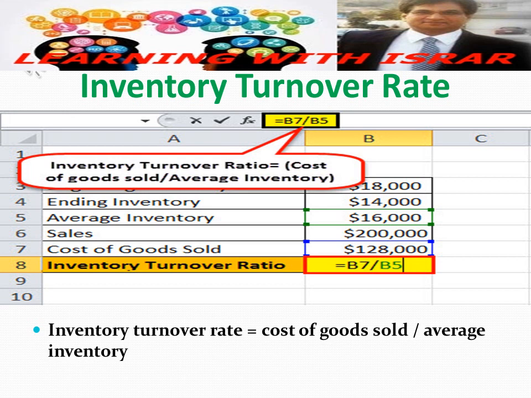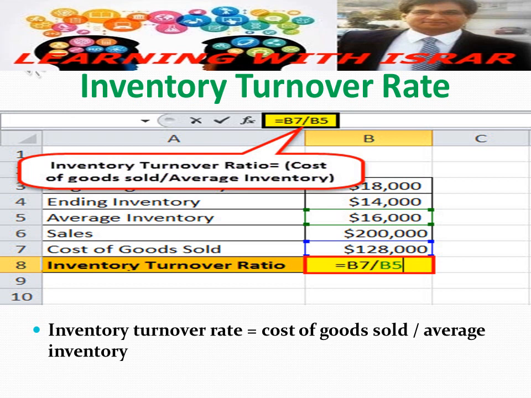Okay, the next one is the inventory turnover rate, and in my opinion this is the most important KPI in inventory management. It is cost of goods sold divided by the average inventory, and it tells us how many times in a particular time period we have turned our inventory. So we divide cost of goods sold by the average inventory, and we find out how many times we have turned our inventory. Turn rate means buying, and then we have to sell that.